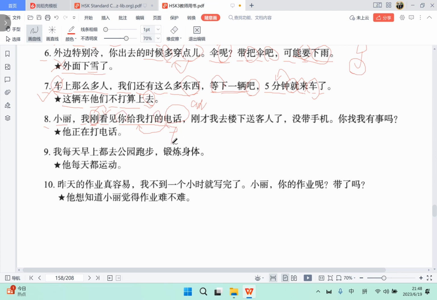So 的 here is more like that in English. 刚才, so you see here, 刚才 could appear at the beginning of the sentence, but 刚 couldn't. So 刚才 is just now, a time phrase, this is a noun. 我去楼下, I went downstairs, 送客人去, to send off the guest, indicating the change of the situation. 没带手机, I haven't brought the cell phone. 你找我, so you found me. 有事吗, do you have any business with me?